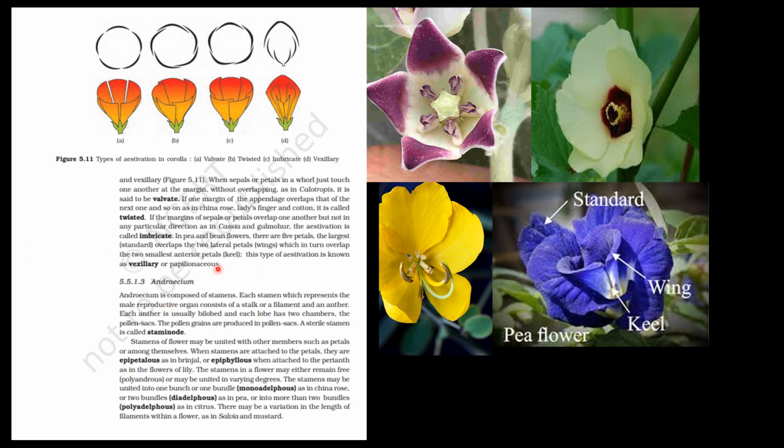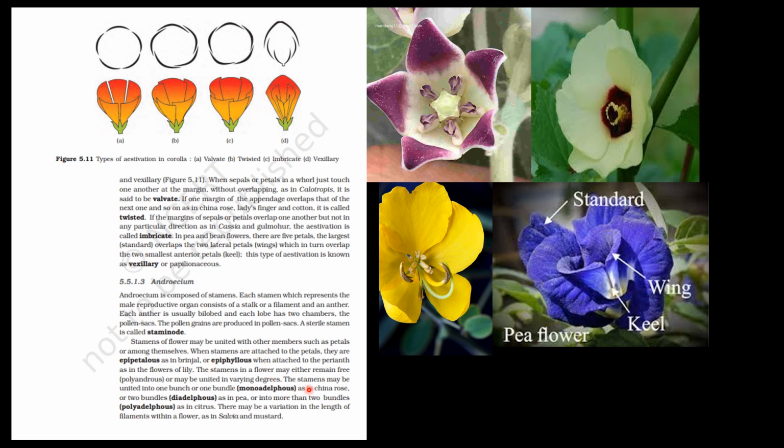Now androecium. We already discussed that androecium is the male reproductive structure. It is composed of stamens that have a filament and an anther. The stamens of the flower may be united with other members such as petals. When the stamens are attached to the petal, it is called epipetalous. When attached to the perianth, as in the flower of lily, it is called epiphyllous. So epipetalous and epiphyllous. And it can be monoadelphous, diadelphous, or polyadelphous.